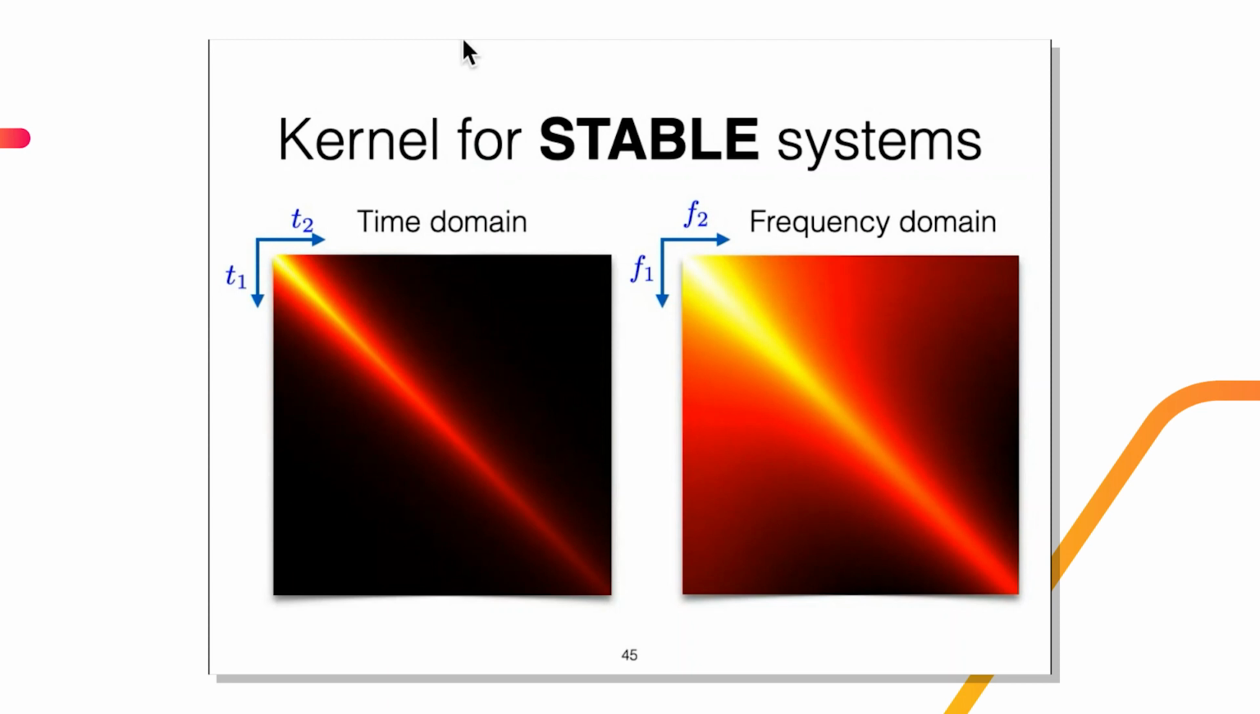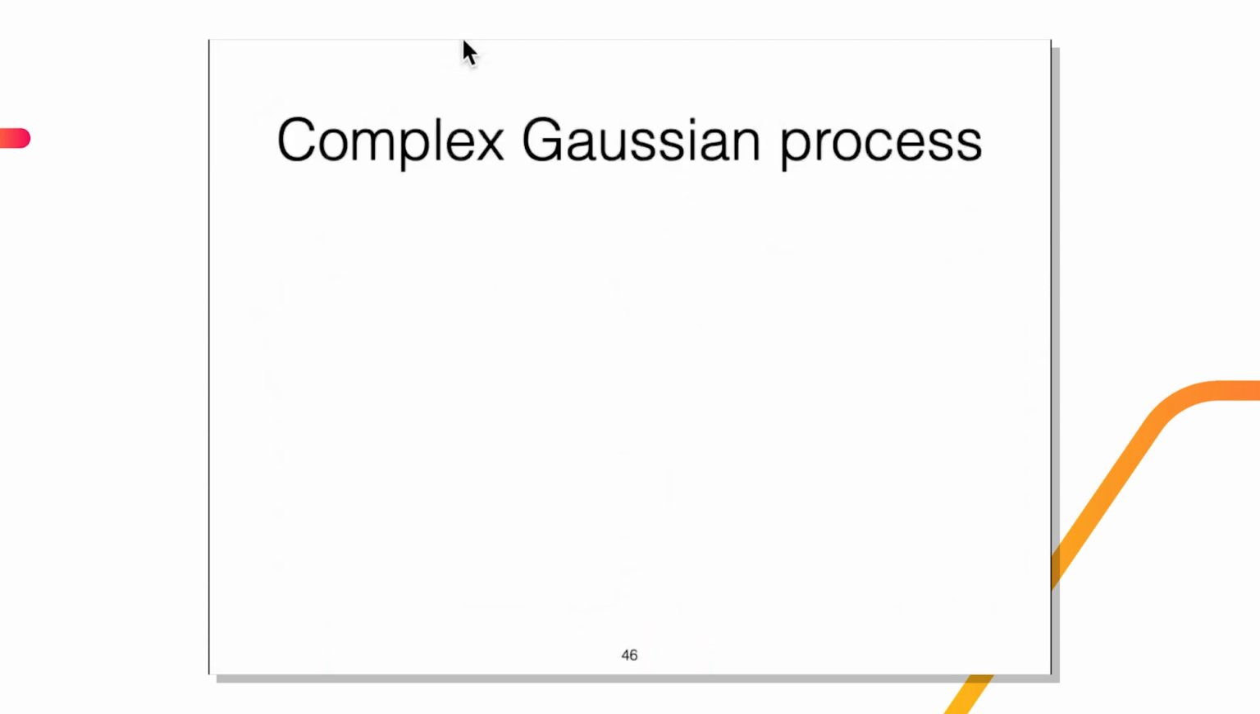This frequency domain kernel is actually only one part of the story. It's only the magnitude of the kernel. For transfer functions, the kernel is going to be complex because the transfer function itself is a complex stochastic variable. So we'll have to look at complex Gaussian processes.